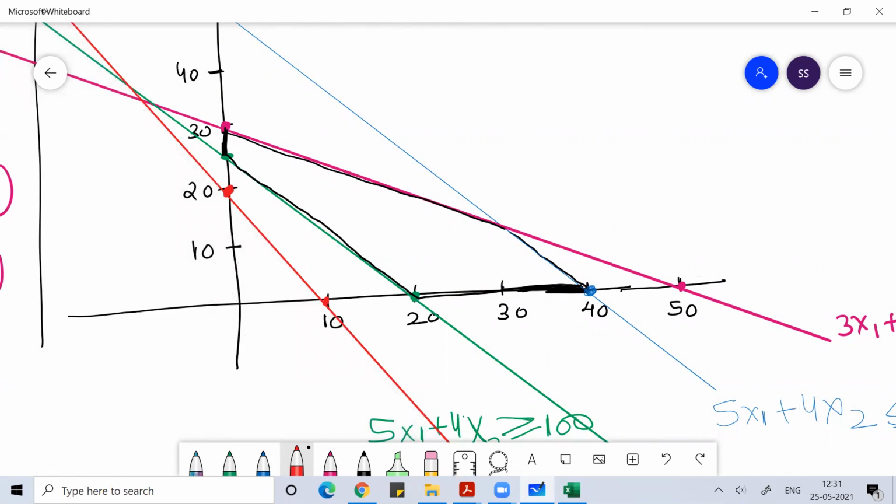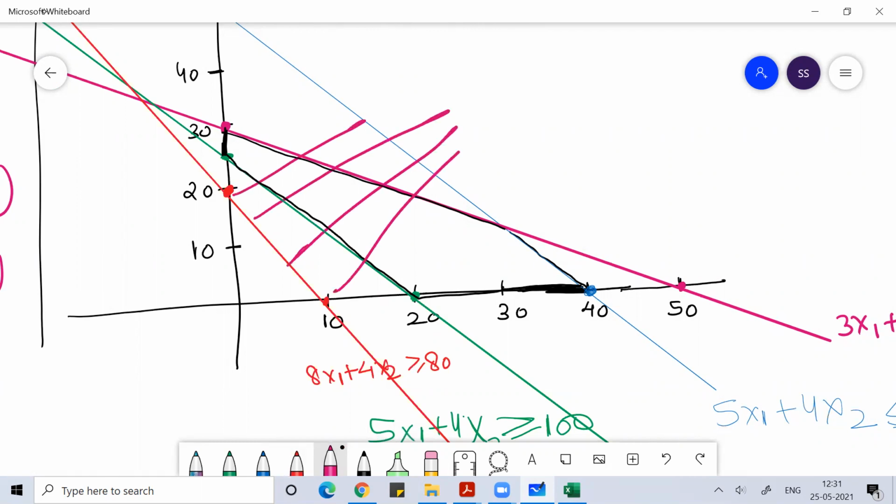Now you can see the fourth line. What is the fourth line? 8x1 plus 4x2 is greater than or equal to 80. Again, the area that corresponds to this line would be this area.